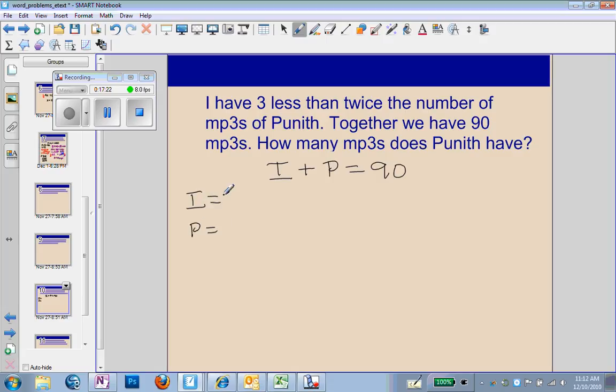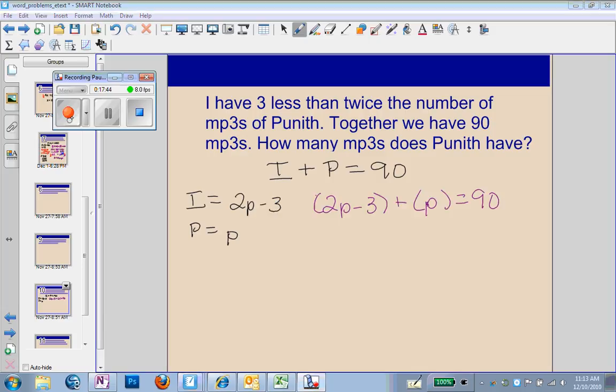So since how much I have is based on how many Puneet has, I'm going to put lowercase p as our variable, and I have 3 less than twice the number of MP3s of Puneet. So since I have twice the number and 3 less than that, it's going to be 2p minus 3. So I'm going to substitute what we defined for I and what we defined for p in the place of those two in my equation. I get 2p minus 3 plus p equals 90.